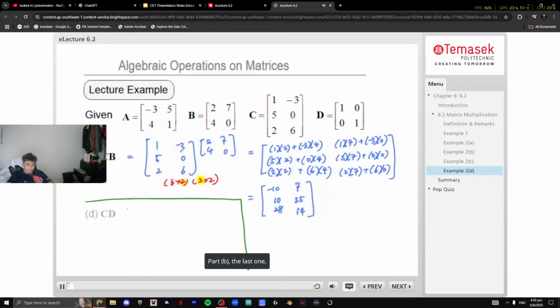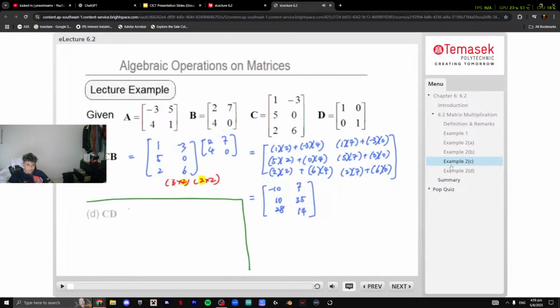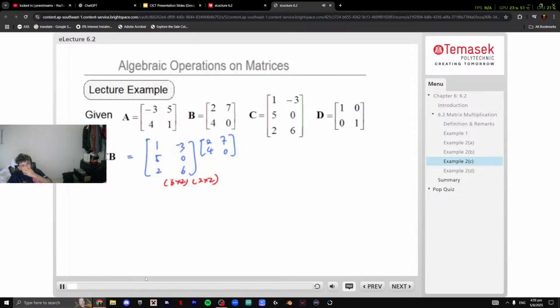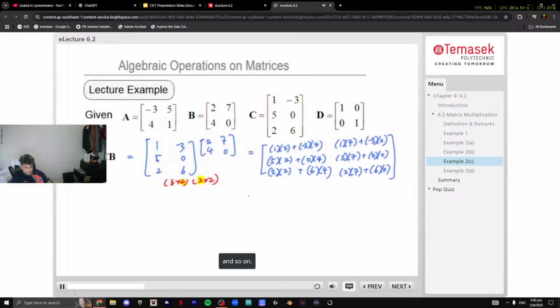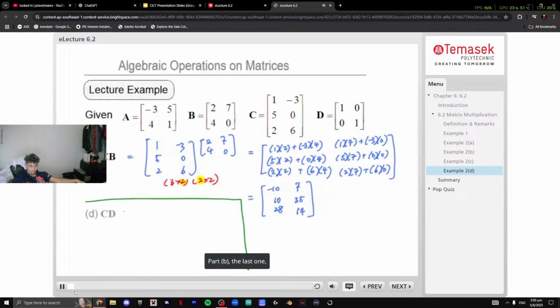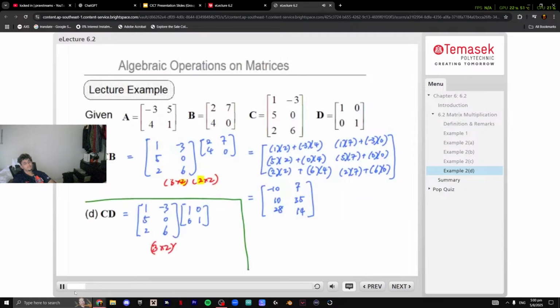One more time. Part D, the last one. C times D. The dimensions match, so it is conformable. And notice that D is an identity matrix, so the product is actually C.